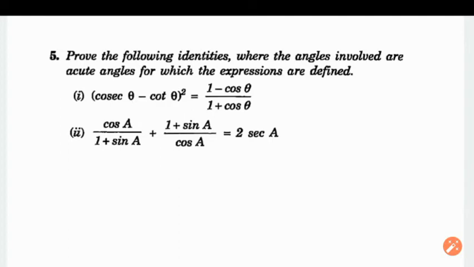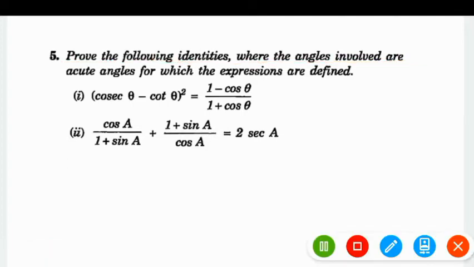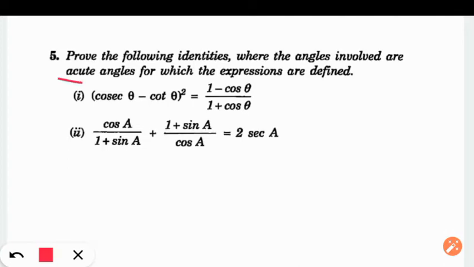Now let's do question number 5. It's very important, no? Question number 5. In question number 5, first of all, what we are required to do: prove the following identities where the angles involved are acute angles for which the expressions are defined.